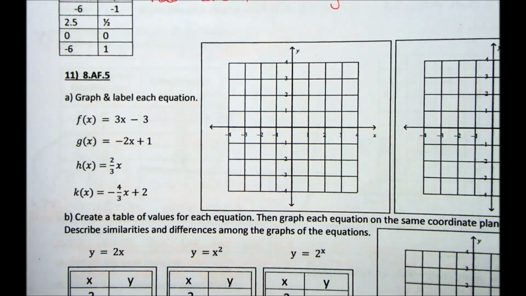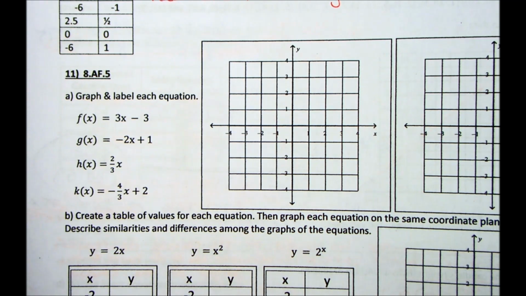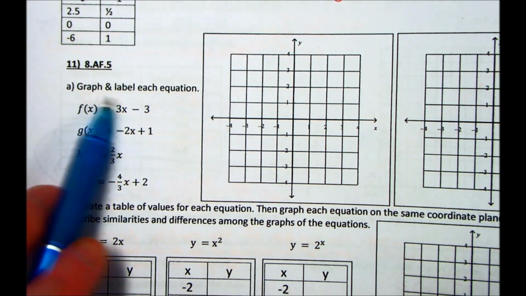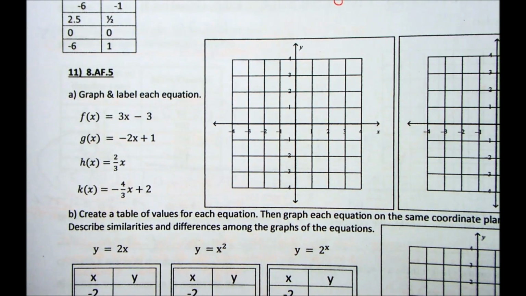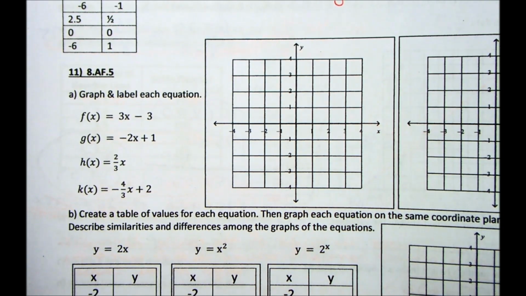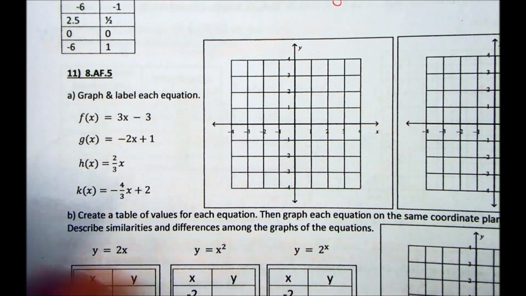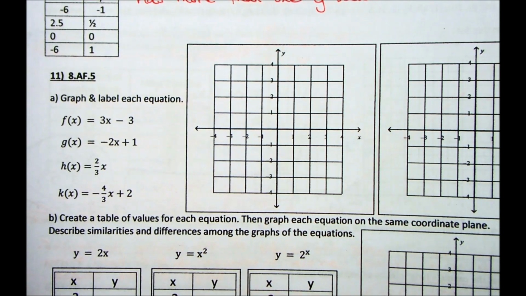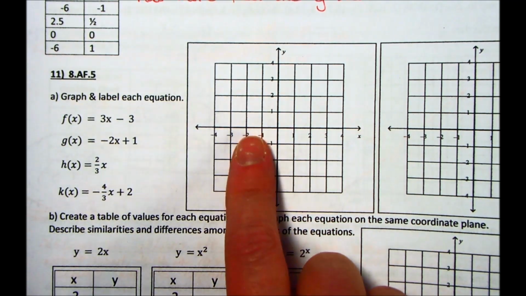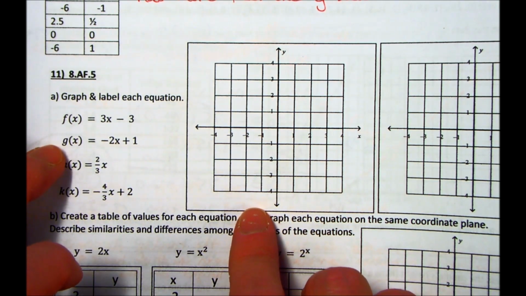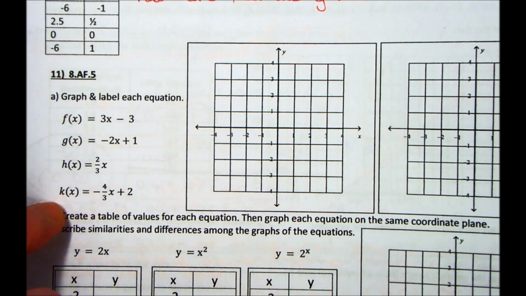Okay, moving on now. Graphing is an extremely important part of mathematics, especially at the high school level and beyond. So in this problem, we are graphing. I've got 4 different equations that we're going to graph, and we are going to graph and label each equation on, I guess I have 2 coordinate grids to use here. So I will graph F and G, the first 2, on the first graph, and H and K on the second graph.